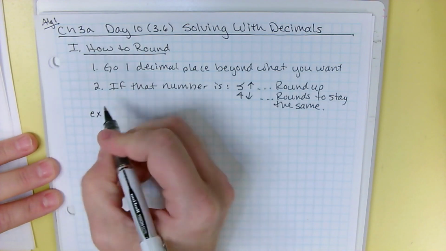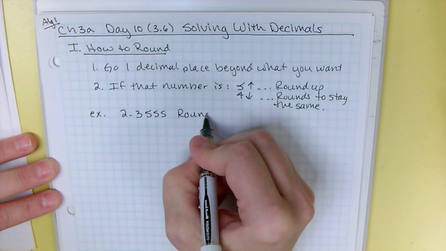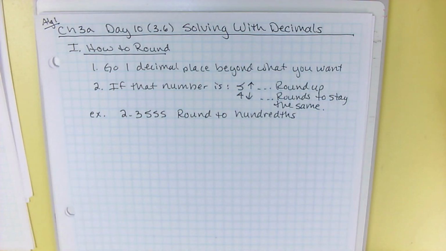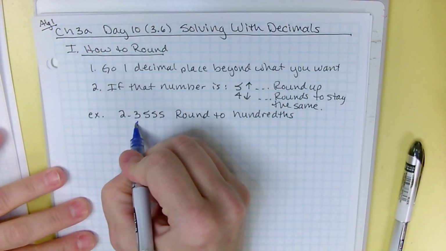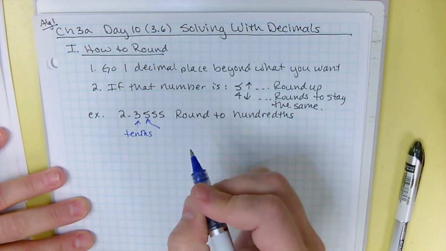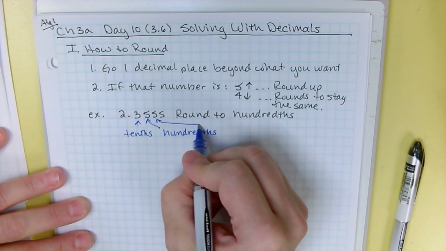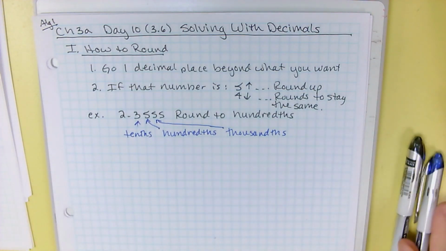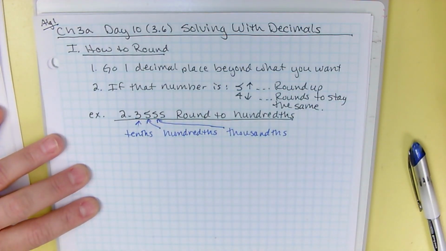So for example, let's say you've got 2.3555 and you're supposed to round to hundredths. And for what we do, honestly, it's never going to get past hundredths. But just to remind you what your decimal places are, the first decimal place to the right is the tenths. And then the next one is the hundredths. And then the third decimal place to the right is the thousandths. And then it goes 10,000s and some higher numbers. But you don't need to know that because you're either going to be rounding to the hundredths or rounding to the tenths on your homework.